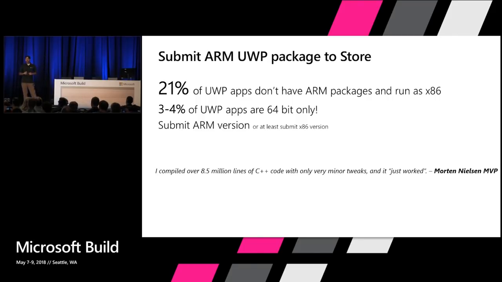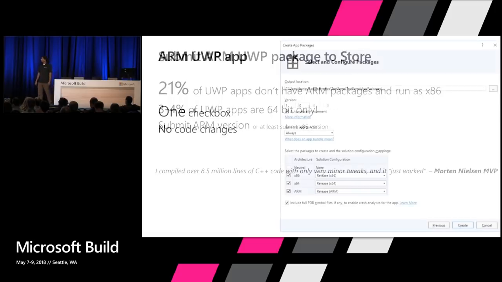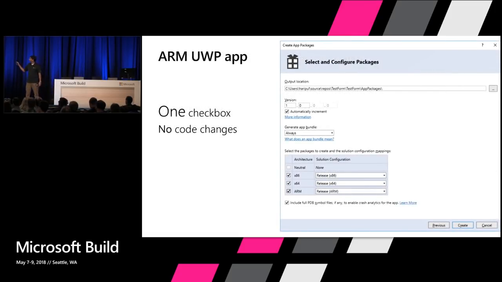Another one of our quotes from one of our MVPs. He recompiled all of his app. It has 8.5 million lines of code. It just worked, right? No changes. So that's it. This is it. There's one checkbox. One checkbox. That's all you need. Make sure to submit a package with ARM.